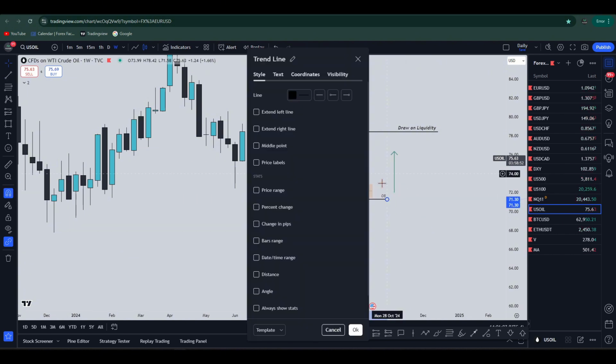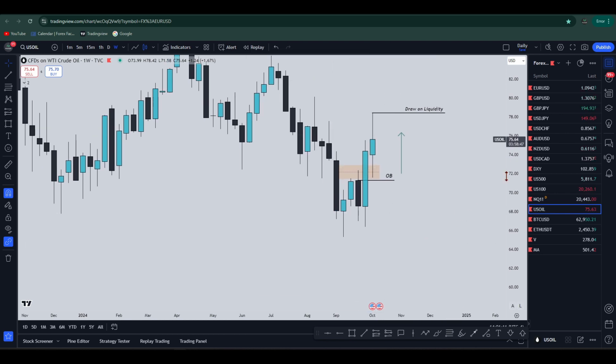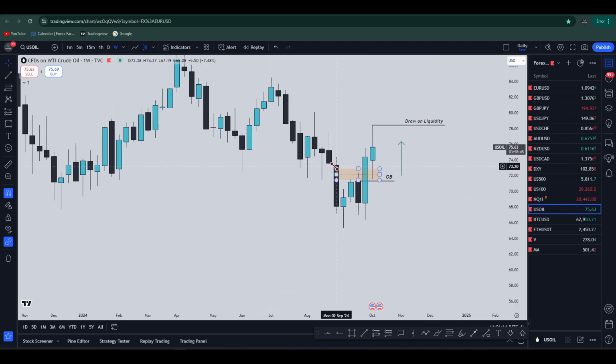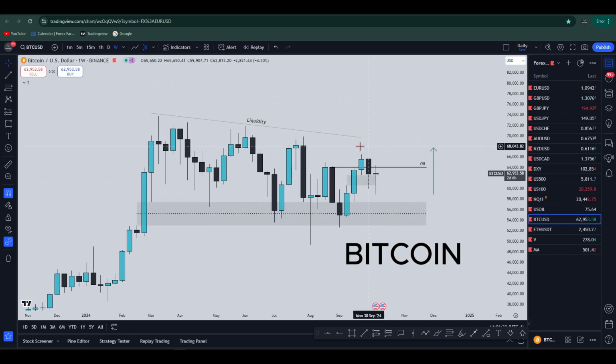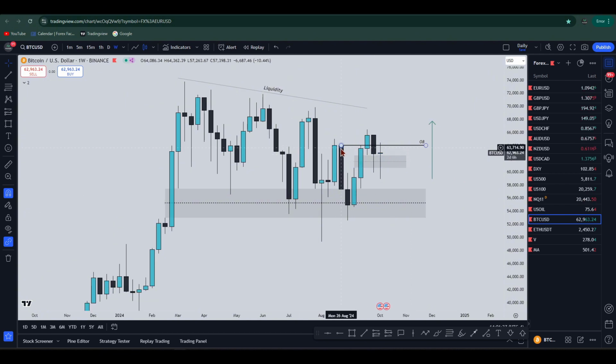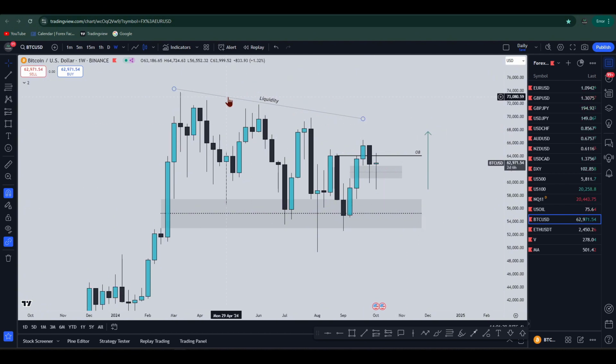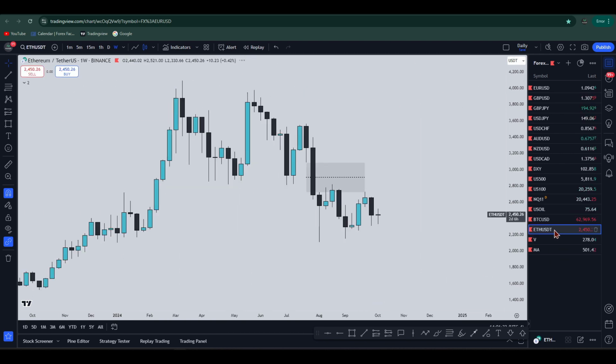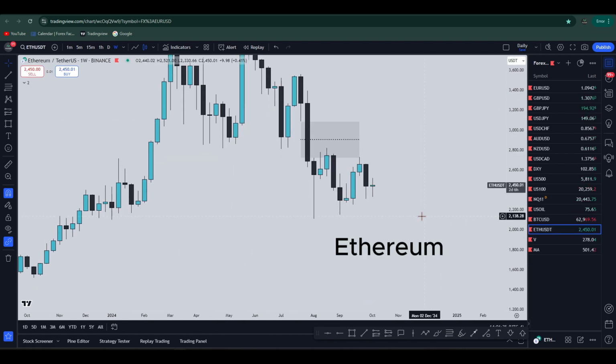Let me just mark this up. And this is another block as well. This one here is another block as well. So we're bullish. Bitcoin, I'm bullish still. This fair value gap is holding price, an order block formed. I still think we will attack this liquidity here. And so I'm bullish. Ethereum, weird.